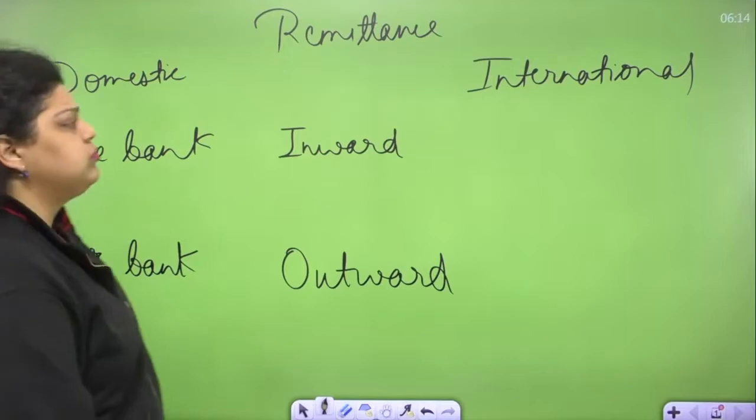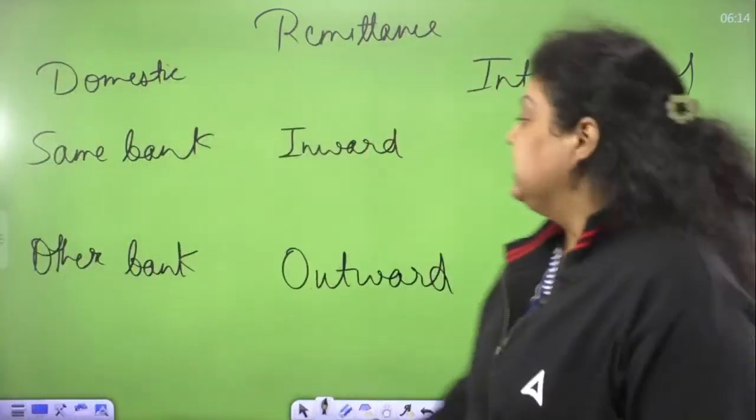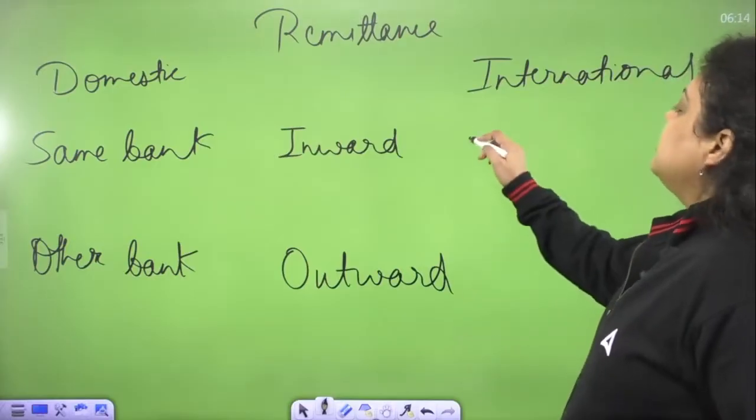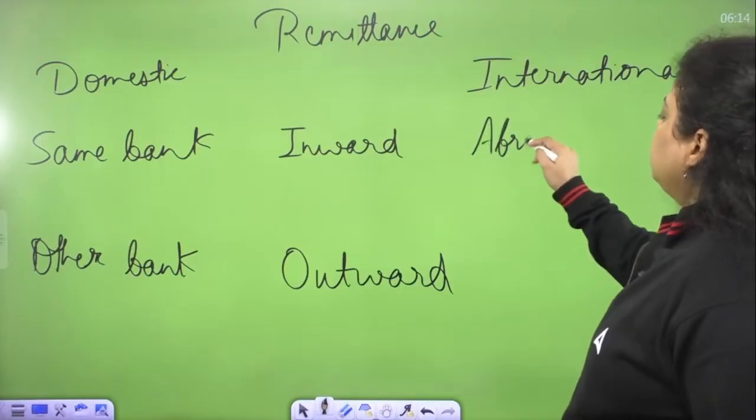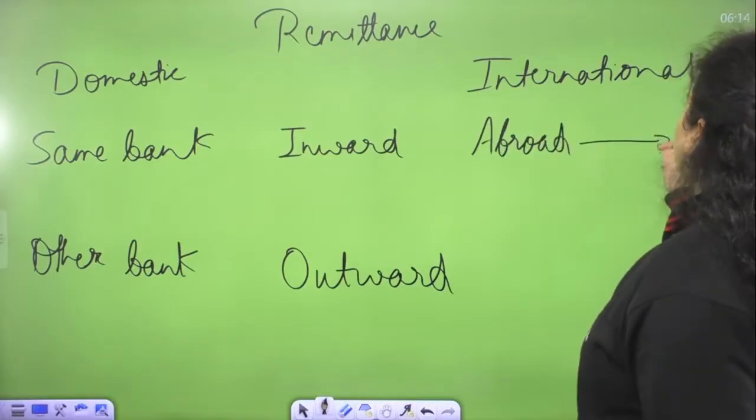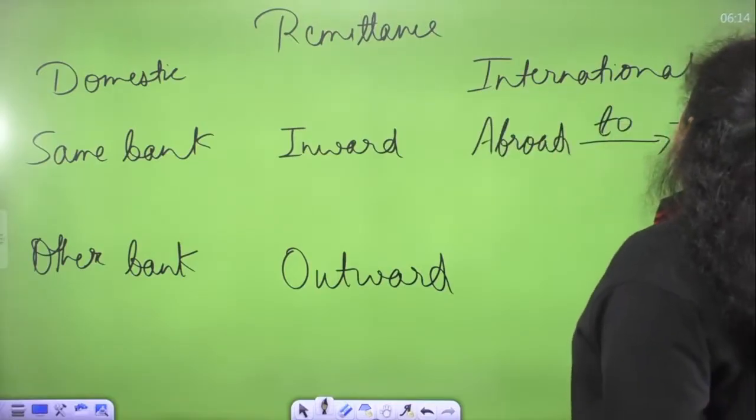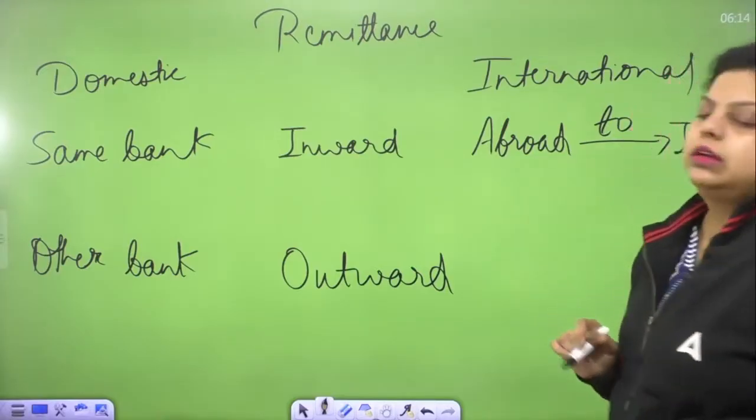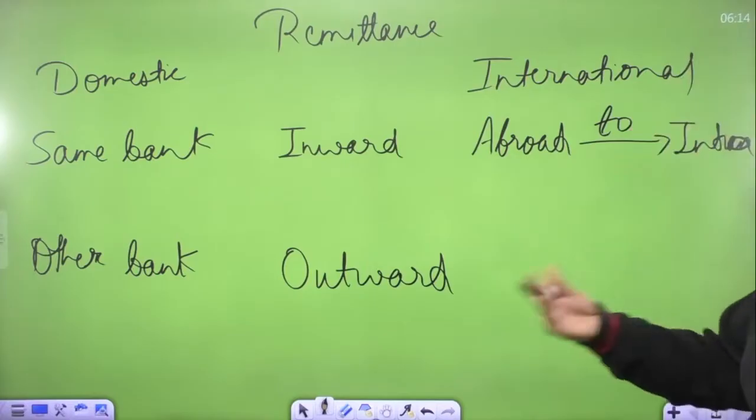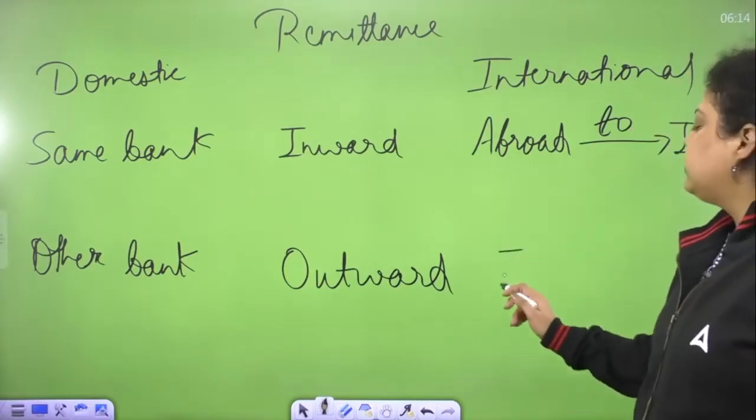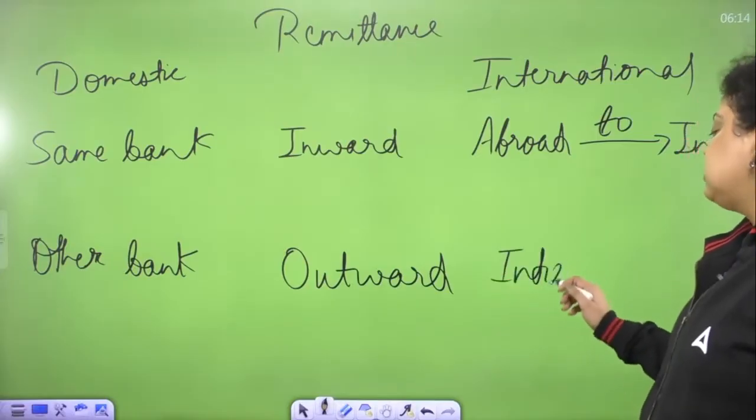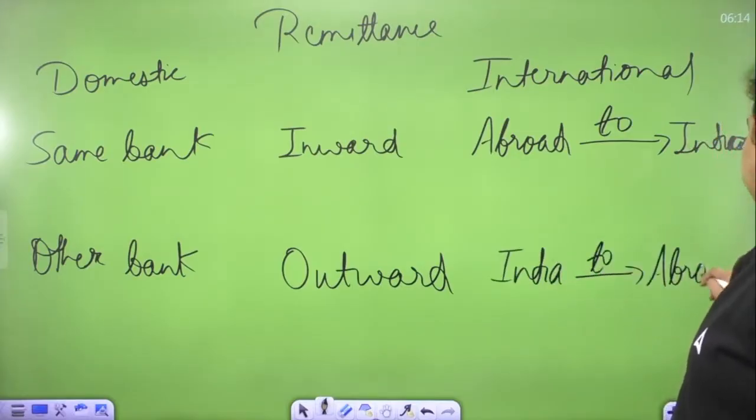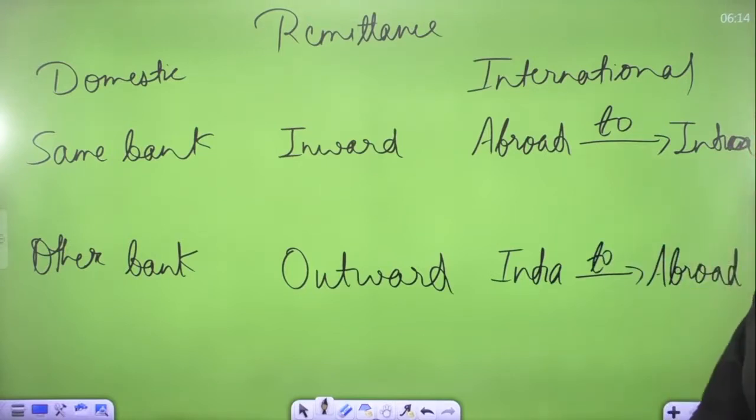remittance. When it comes to international remittances, inward international remittance means money is coming from abroad to India. When the fund is transferred from abroad to India, that is known as your inward transfer, or inward remittance. Outward remittance is when money is transferred from India to abroad. This is your outward remittance.